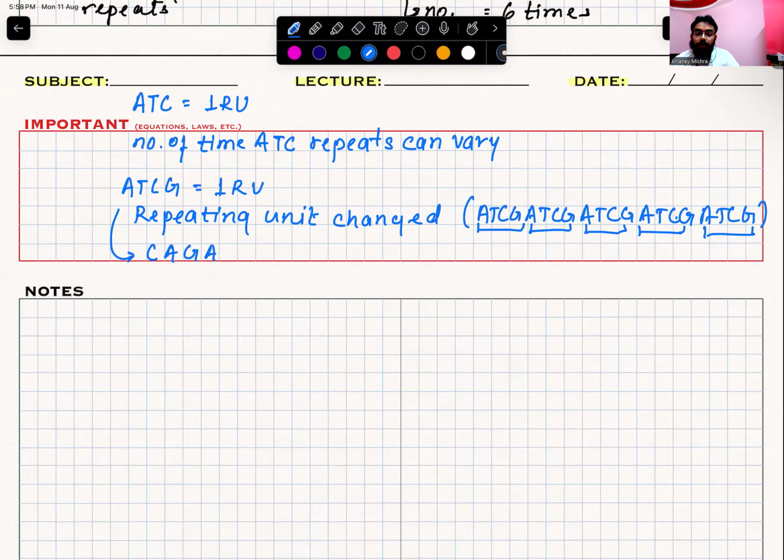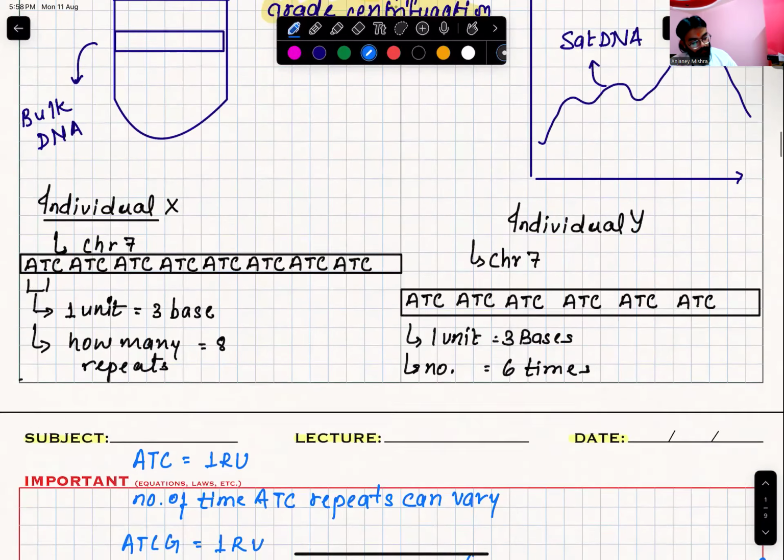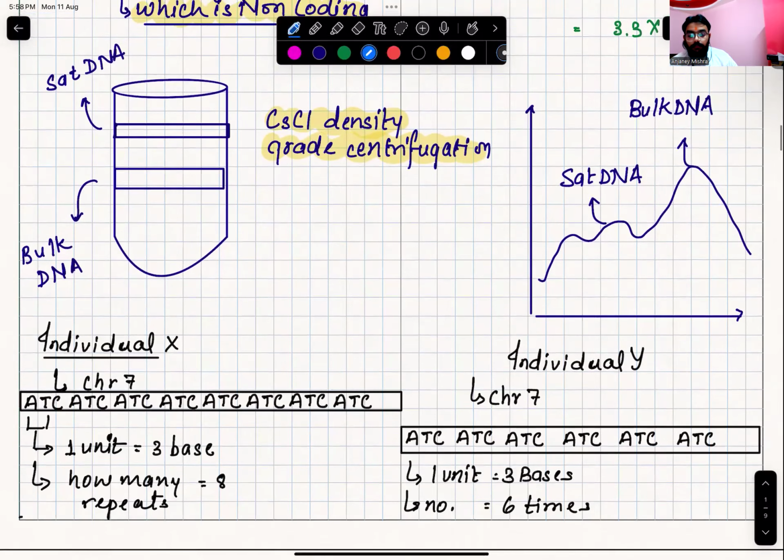Yes, sir. So now we have 2 parts of the genomic DNA. We have got the coding DNA, and we have got the non-coding DNA, which is basically the heterochromatin part, and we can separate it out into satellite DNA and bulk DNA. Clear? Correct. What are you separating? Satellite DNA is separated from the bulk DNA. How do you separate it? Cesium chloride density gradient centrifugation. Okay, fine.